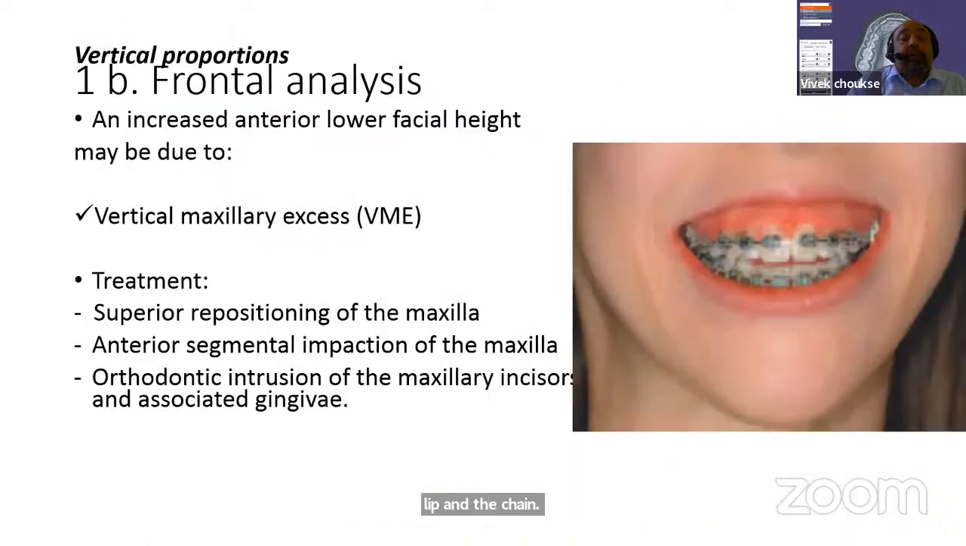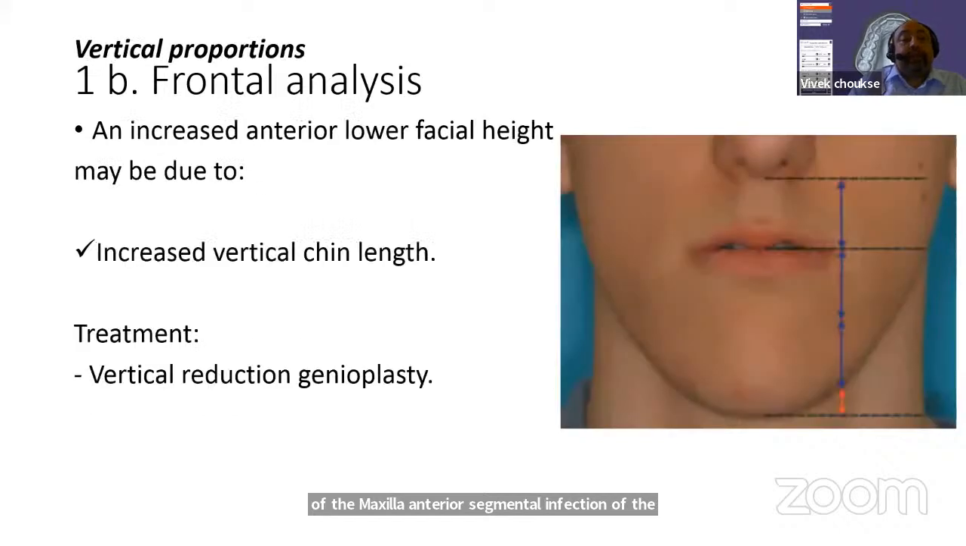Going further into the frontal analysis, we can observe increased anterior lower facial height, which can be due to vertical maxillary excess, and it can be treated by superior repositioning of the maxilla, anterior segmental impaction of the maxilla, or orthodontic intrusion of the maxillary incisors. We can also observe increased anterior lower facial height due to increased vertical chin length, which can be treated through vertical reduction genioplasty.